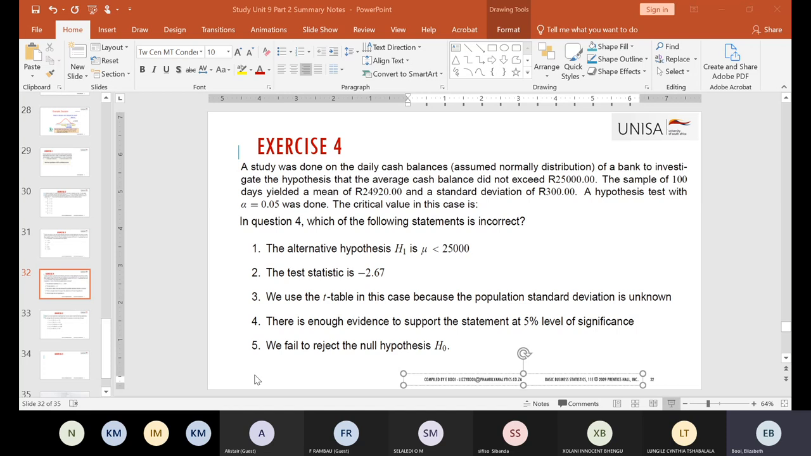I think, regardless of what we did, we actually interpreted that one incorrectly. Did you do all the calculations? Did you calculate the test statistic as well? I did. For the test statistic, I got negative 2.67. Yeah, so did I. Did you find the critical value?